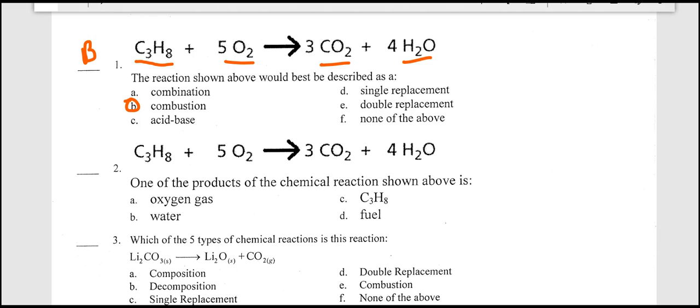Number 2, one of the products of this chemical reaction is... now the products of a chemical reaction are the ones over here on the right side of the arrow. Notice we have water here and we have carbon dioxide. So one of the products is water.